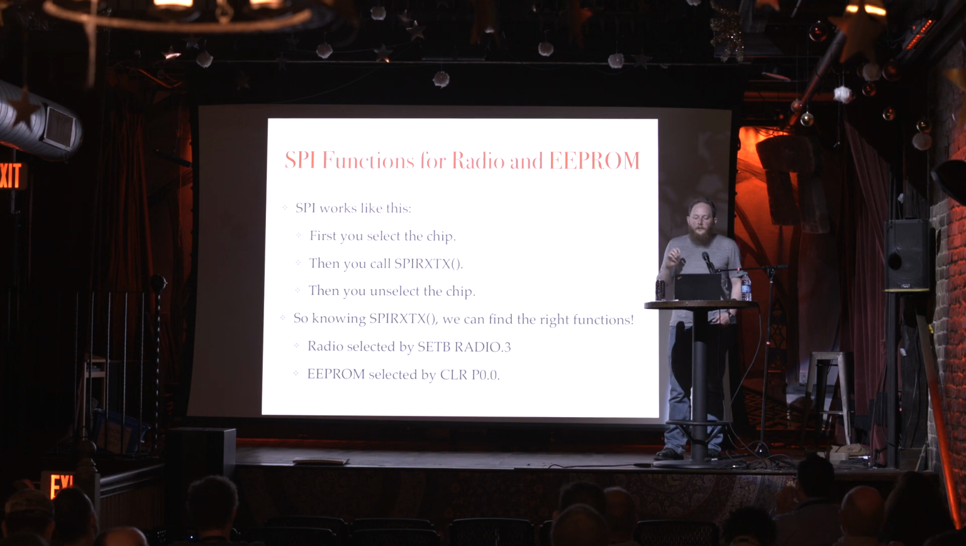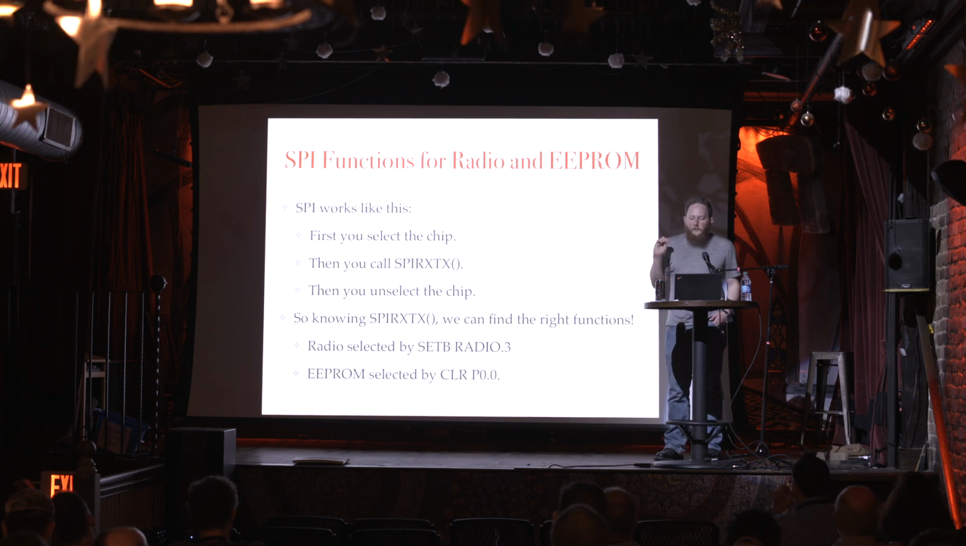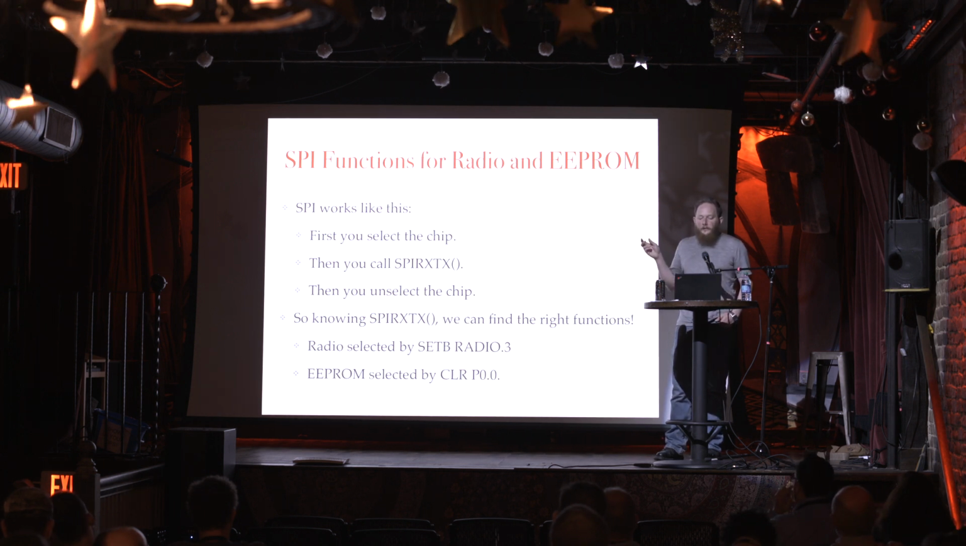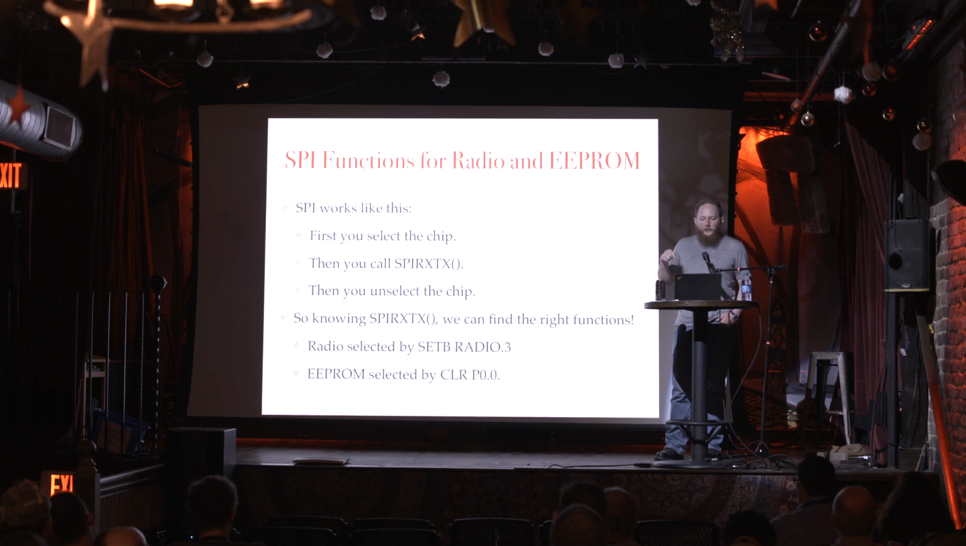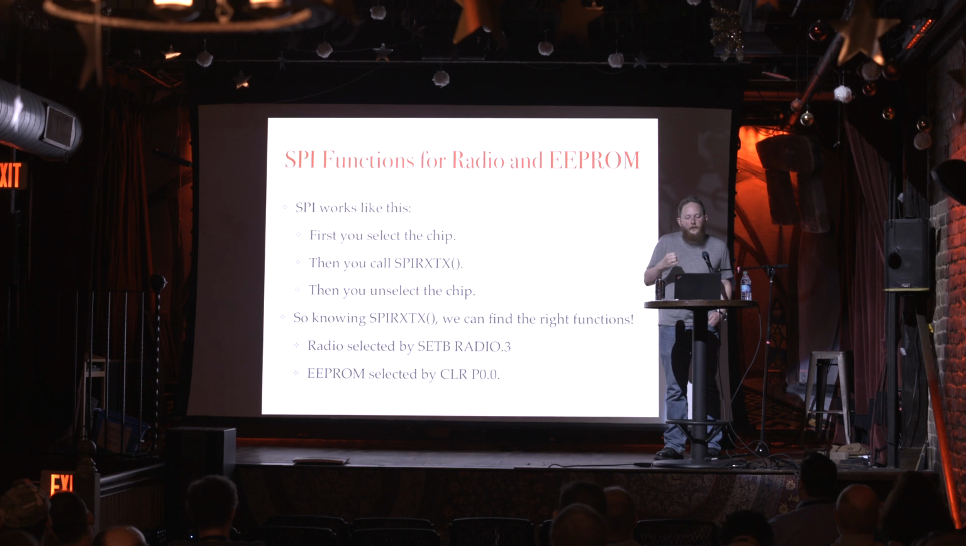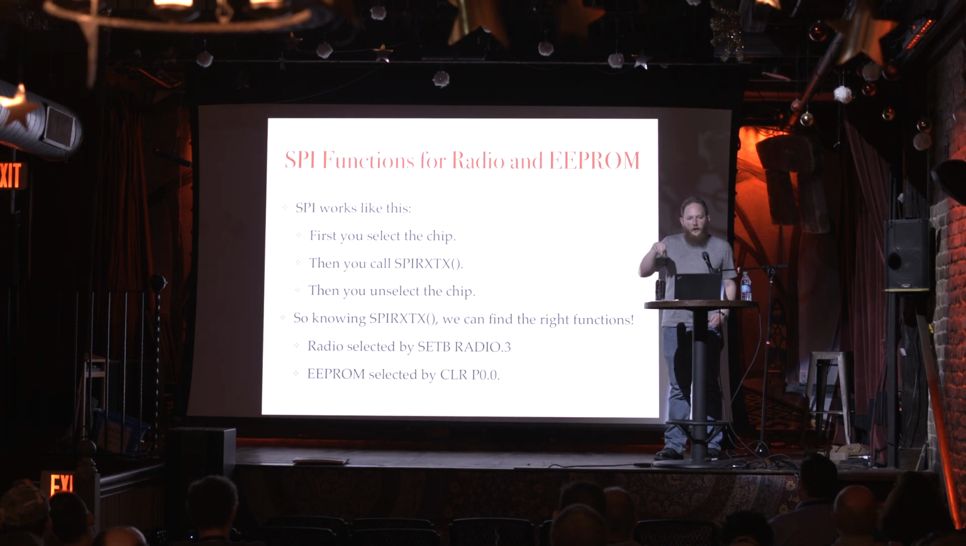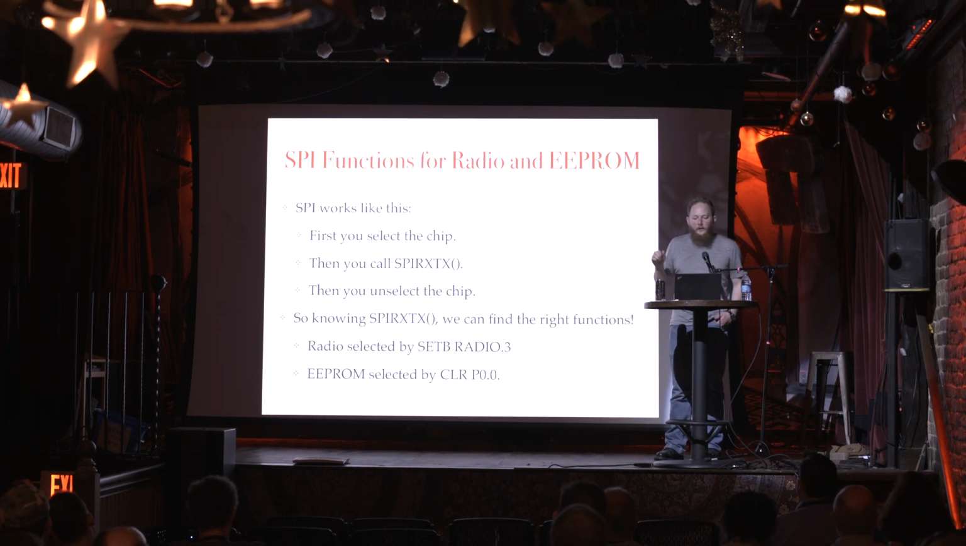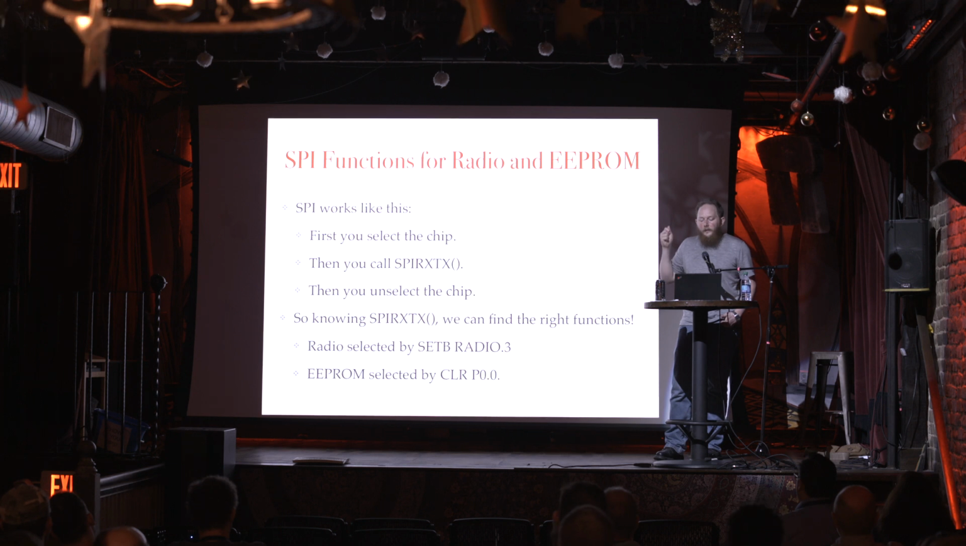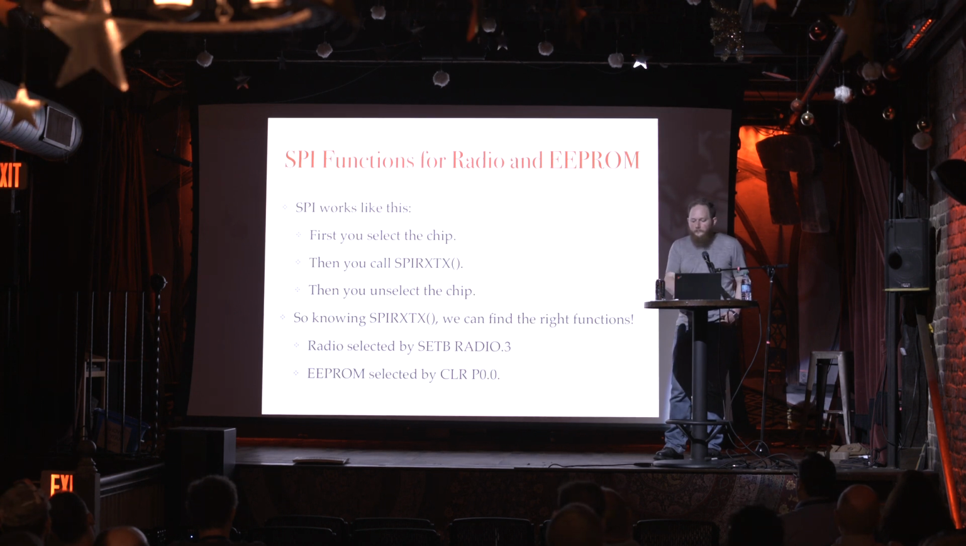The radio is selected by using the SETB instruction to set the third bit of the radio register. And then the EEPROM is selected by clearing, meaning we take it low instead of taking it high as we did for the radio, general purpose I/O port 0, pin 0.